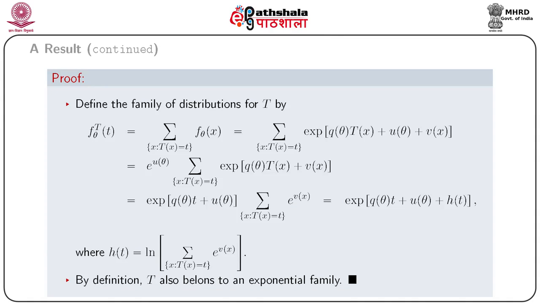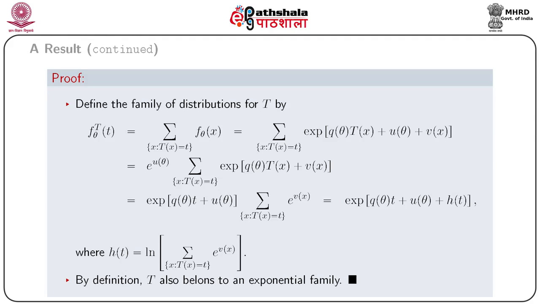Now the PMF of T is given by g_θ(t) = summation over x such that T(x) = t of f_θ(x), which is equal to e^(U(θ)) into summation over x such that T(x) = t of e^(Q(θ)T(x) + V(x)), which is equal to e^(U(θ)) into e^(Q(θ)t) into summation over x such that T(x) = t of e^(V(x)).